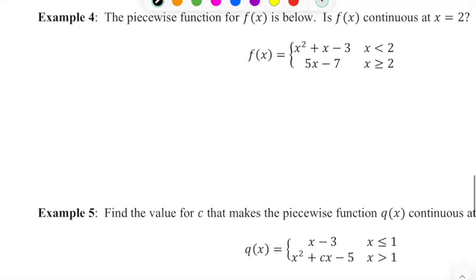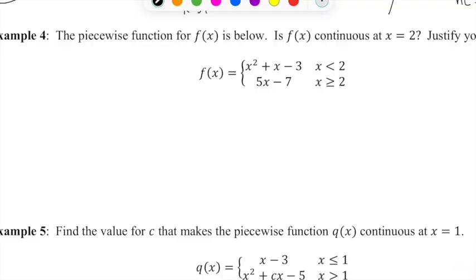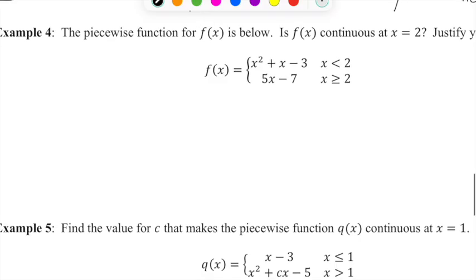Again, and then example 4 is kind of similar to example 3, but less work. So is it continuous at 2? Let's test. So I guess first off, let's test f of 2. And f of 2 exists. You just plug in 2 here. And you're going to get 10 minus 7, which is 3.